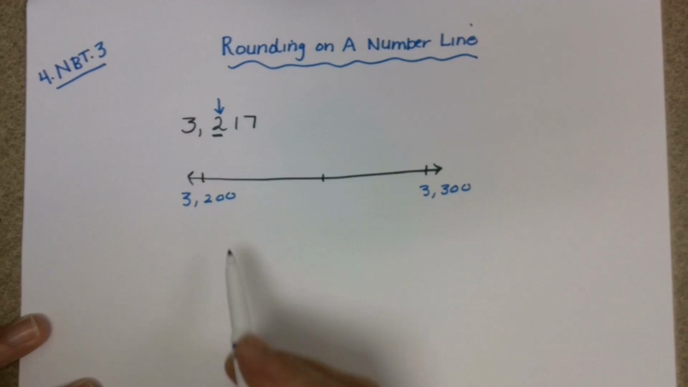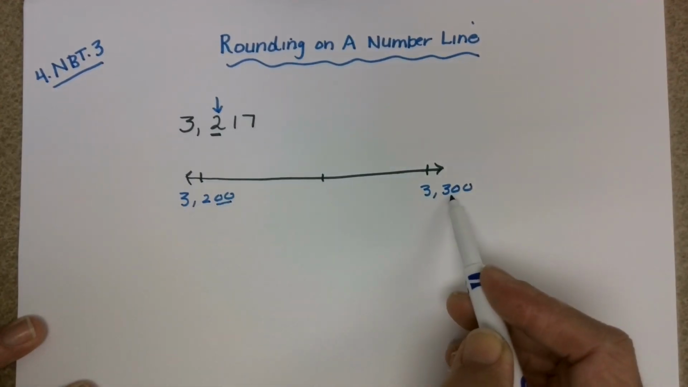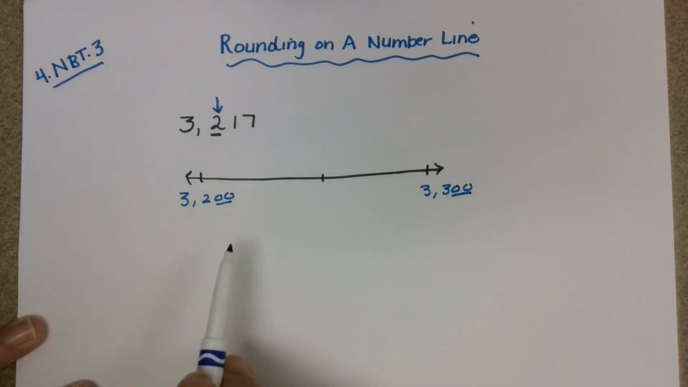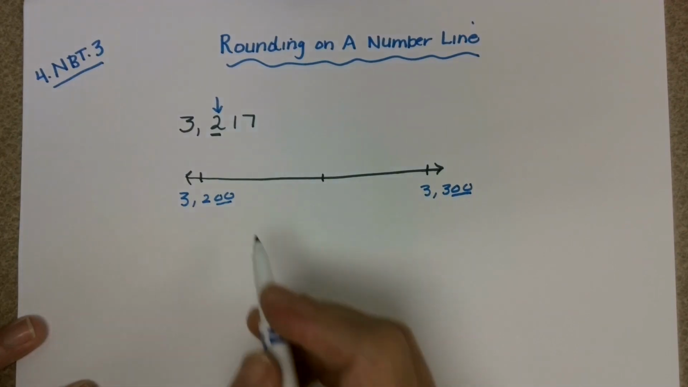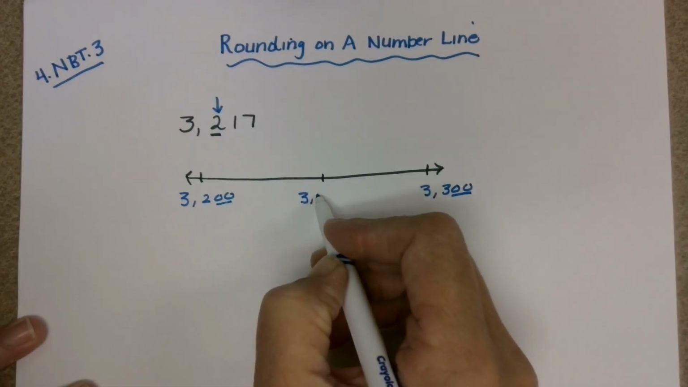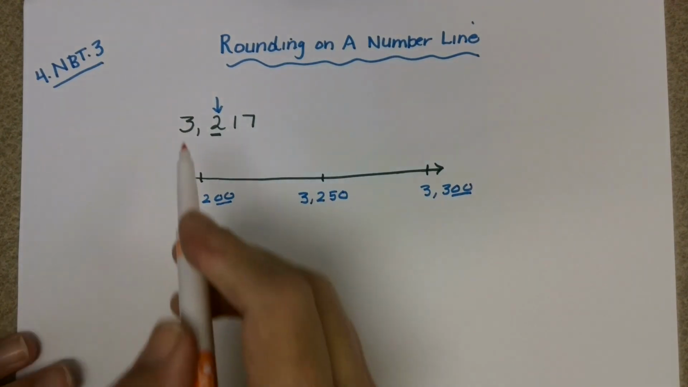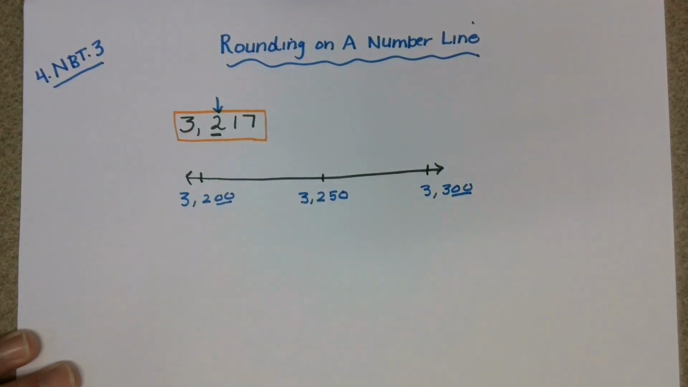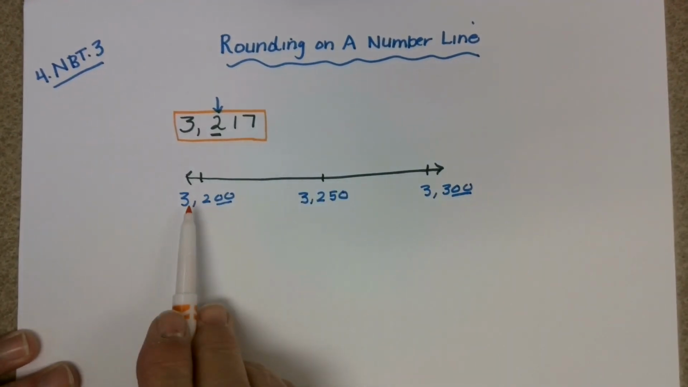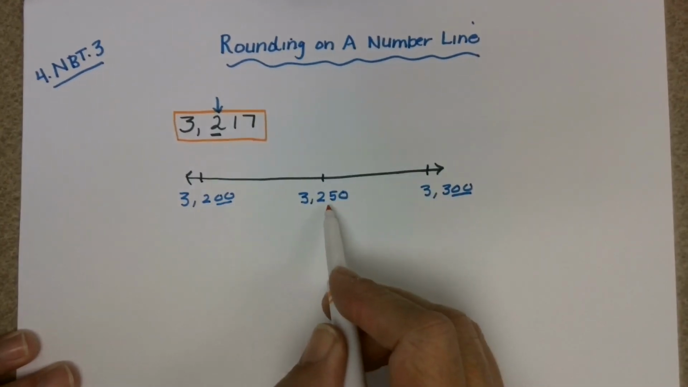Now I want to look at the midpoint. And the midpoint is the middle, the exact middle of these two numbers. And since we're hundreds, I know that half of 100 is 50. So the midpoint here is going to be 3,250. Okay. Now the next thing I do is I have to figure out where on my number line the 3,217 will fall. That helps me see if it's closer to 3,200 or 3,300. So I use the midpoint.